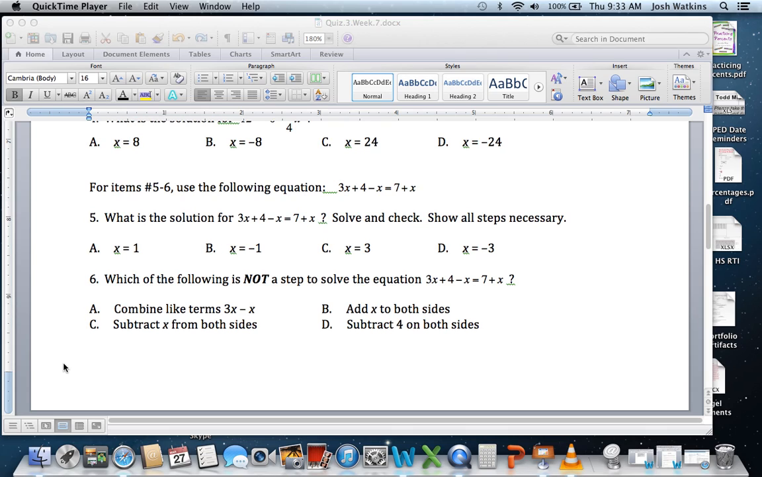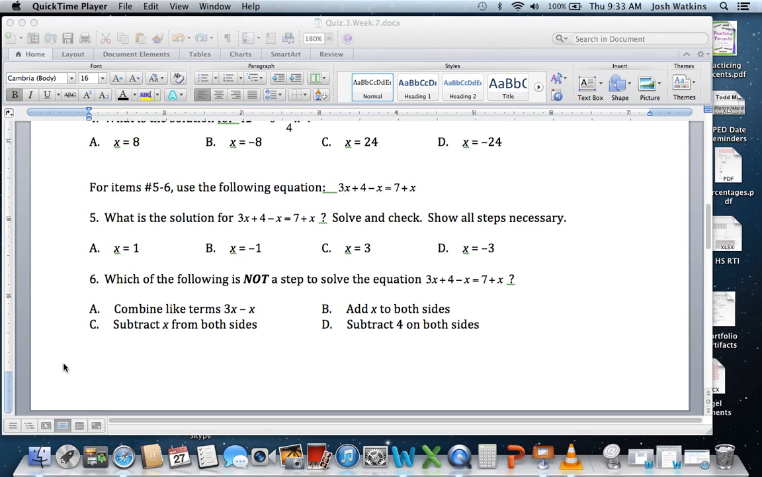Remember, you're combining like terms. If any distribution is needed, and then solve. Number 6, which of the following is not a step to solve the equation 3x plus 4 minus x equals 7 plus x? Which is not a step?